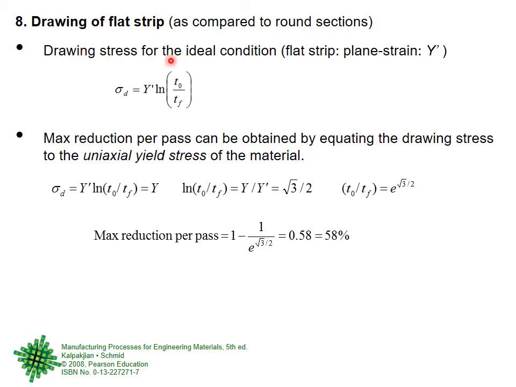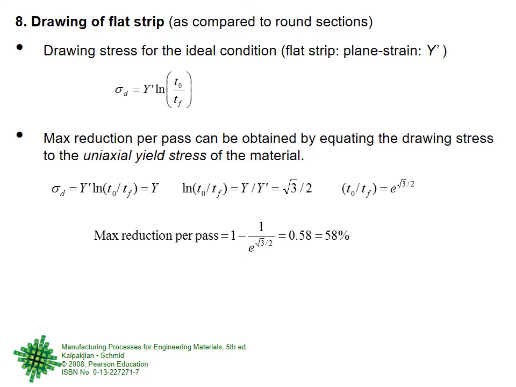Now, drawing stress for the ideal condition. A flat strip is a plane strain condition, remember. If it is a round piece, remember we did it in forging and so on. If it is a flat piece, we can do a 2D view and we can do plane strain. In plane strain, we don't have Y, we have Y prime, right? Because it is not a round cross section, we can do that, right?